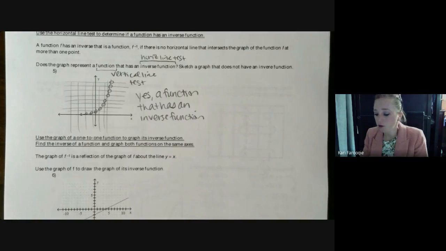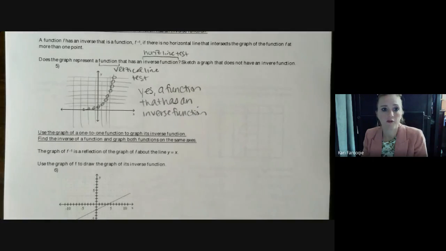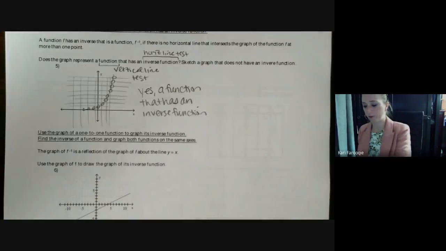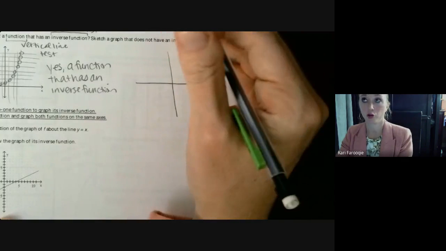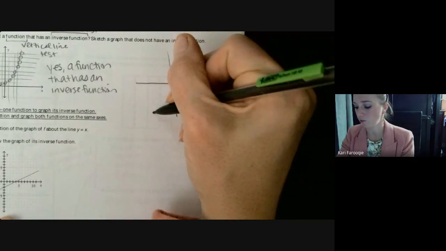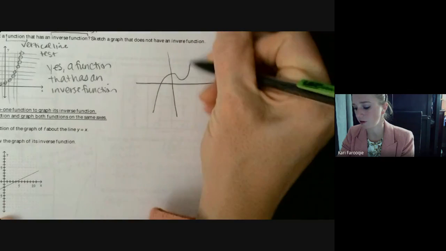Does anyone have a question before we draw the graph of the function that does not have an inverse function? Okay. So here's just one example. I was thinking maybe a cubic function that has a twist in the middle, something like that.